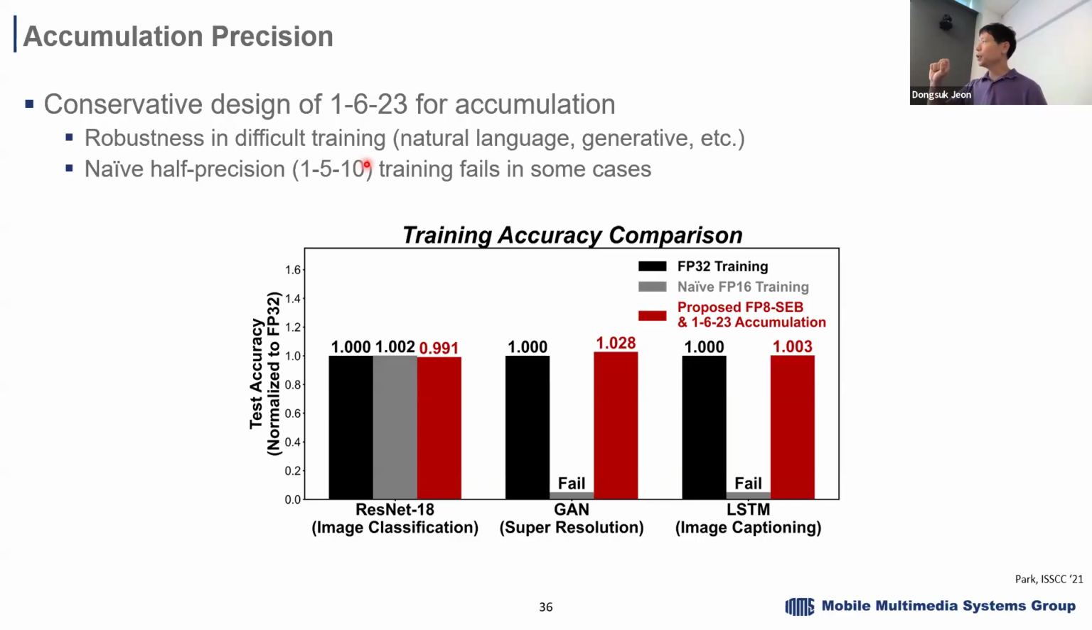If we compare to the baseline FP32 training and FP16 training, that means we are using FP16 for the accumulation too, you can see that for the ResNet-18 training, all of them just work fine. But if we try to train more difficult models like GAN or LSTM, you can see that even FP16 training fails. However, our proposed scheme, which means FP8 data format combined with 30-bit accumulation, was just working fine, even in those more difficult models.